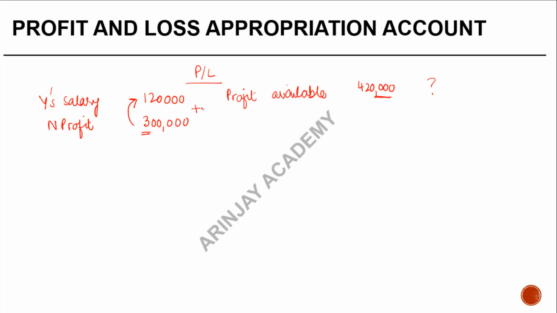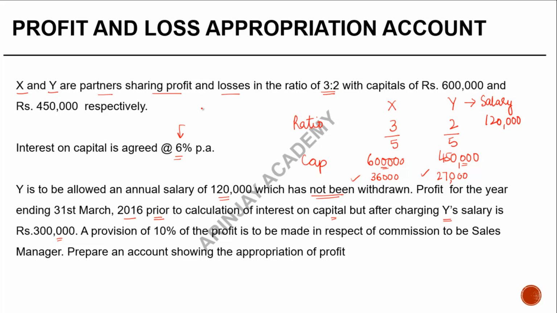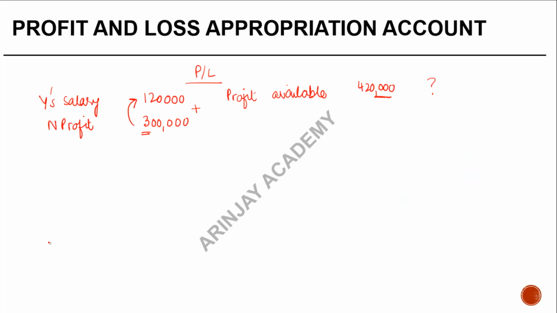You are told that a provision of 10% of the profit is to be made in respect of commission to the sales manager. Prepare an account showing the appropriation of profit. Now if I just go to this particular account, my profit in the profit and loss account was 4,20,000. I was told I have to make a provision of 10% of this amount as commission to the sales manager, right? Let me prepare the profit and loss account first then.